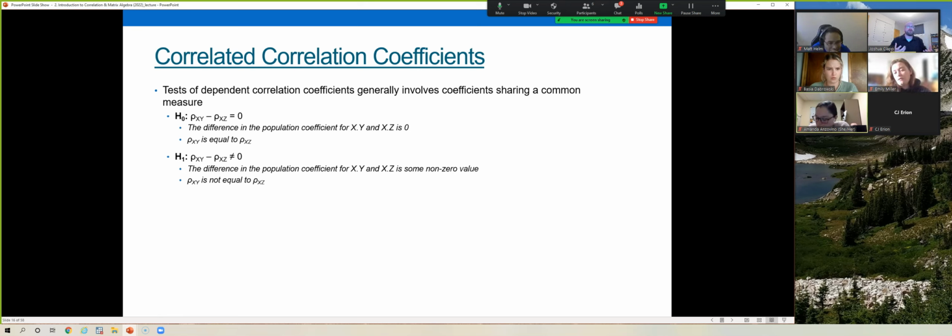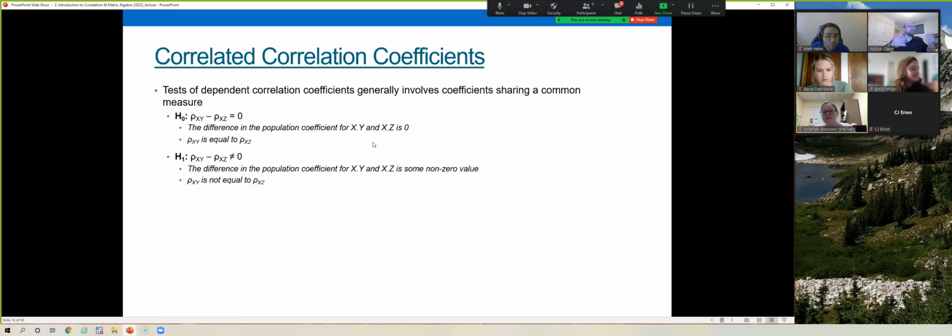And it's all pulled from the same sample. What we can do is run some formulas that take into account the intercorrelations between all these variables to provide an actual test of the extent to which X is more strongly related to Y versus Z. So in this situation, your null hypothesis is that the correlation of X and Y minus the correlation of X and Z is equal to 0. The difference in population correlation for X and Y and X and Z is equal to 0.